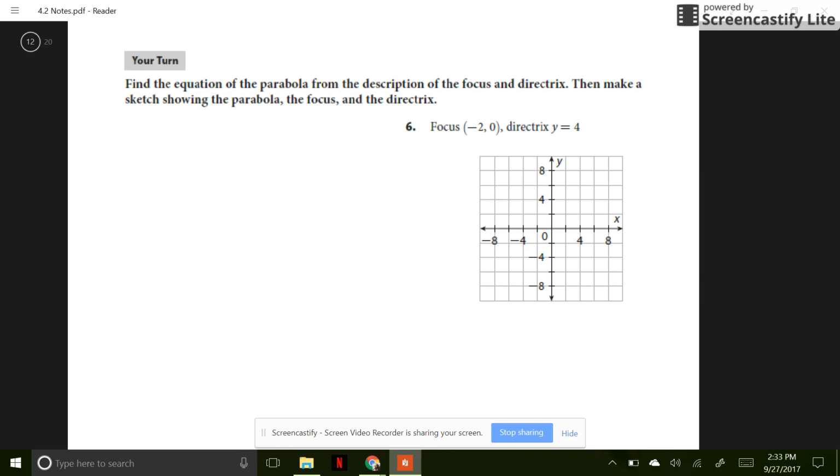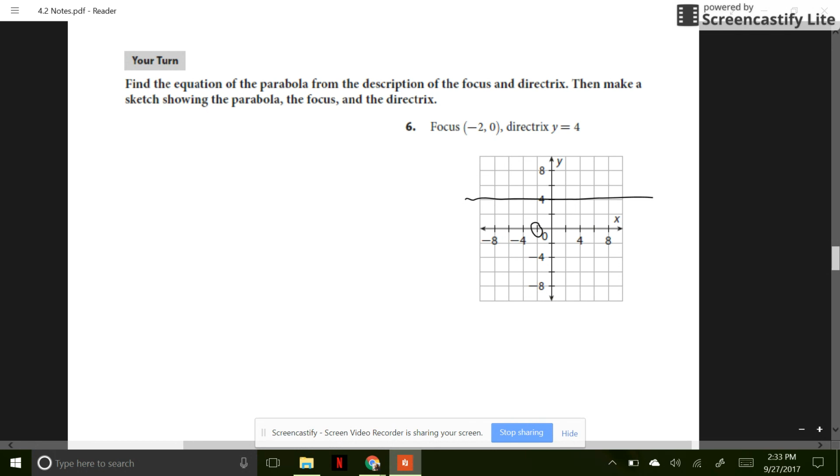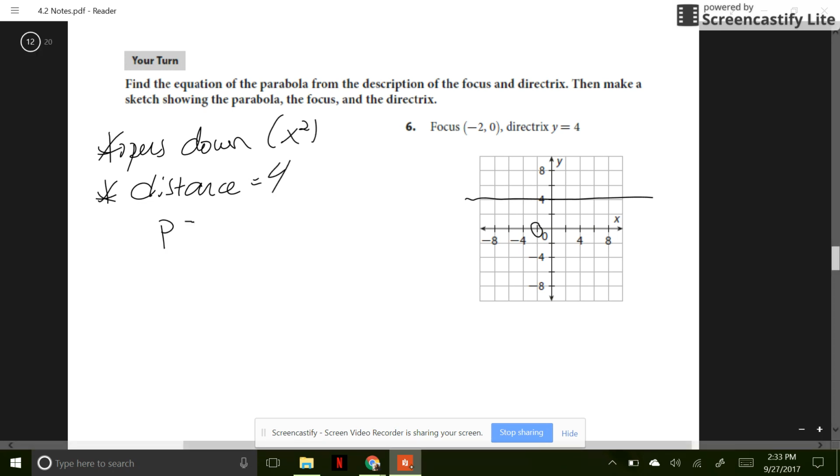All right, so in this one, our focus is at -2, 0. And our directrix is y equals 4. So that's this one right here. So I can see it should open down. If it's opening down, I know that my x values are the ones that are squared. Now I check, what's the distance between my directrix and my focus? It's got a distance of 4. So my p is going to be half of that, 2, but I have to think it's opening down, so it's going to be -2.